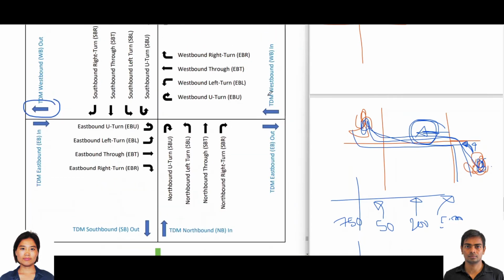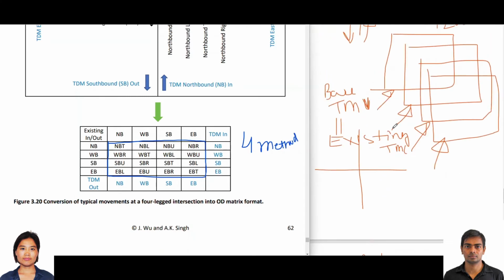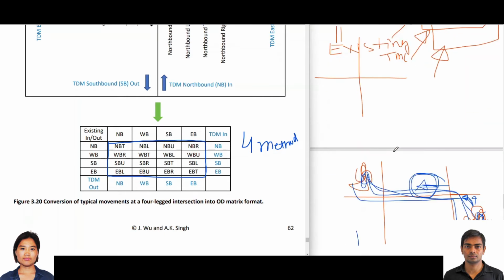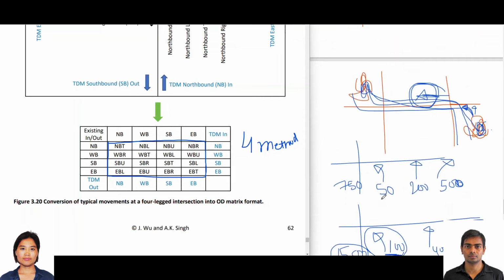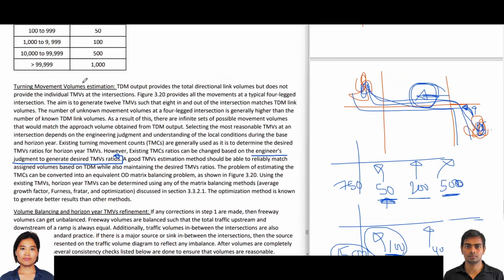So what we have here is the TDM output for both directions. We convert them into an equivalent matrix estimation, and there are four methods to solve it. And like I mentioned earlier, one of the best methods is optimization, which allows us to play around with different ratios we want to put in. So in existing this was the ratio, but in future we know that maybe left turn will be higher, so we can bump up the importance of this ratio and let the optimization give us the final solution. So that's the turning movement count estimation.